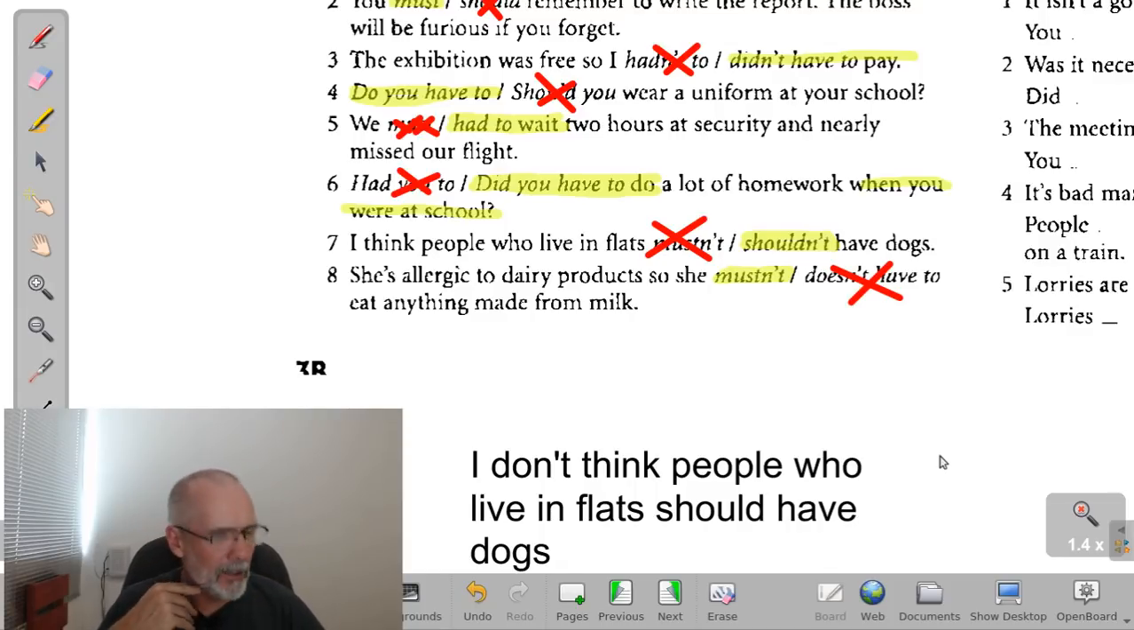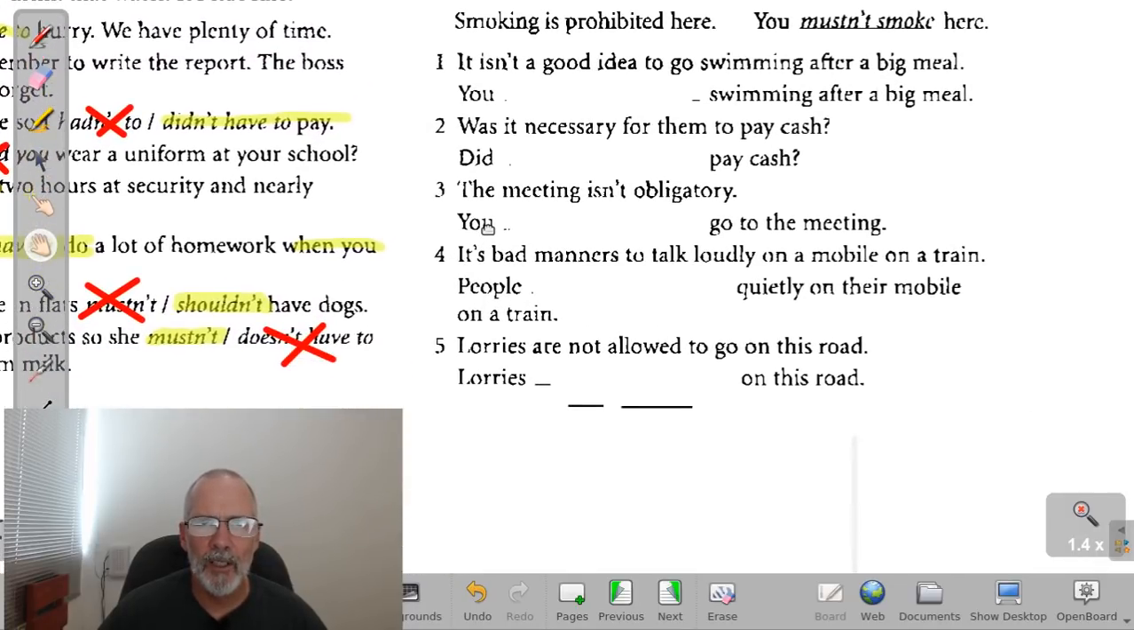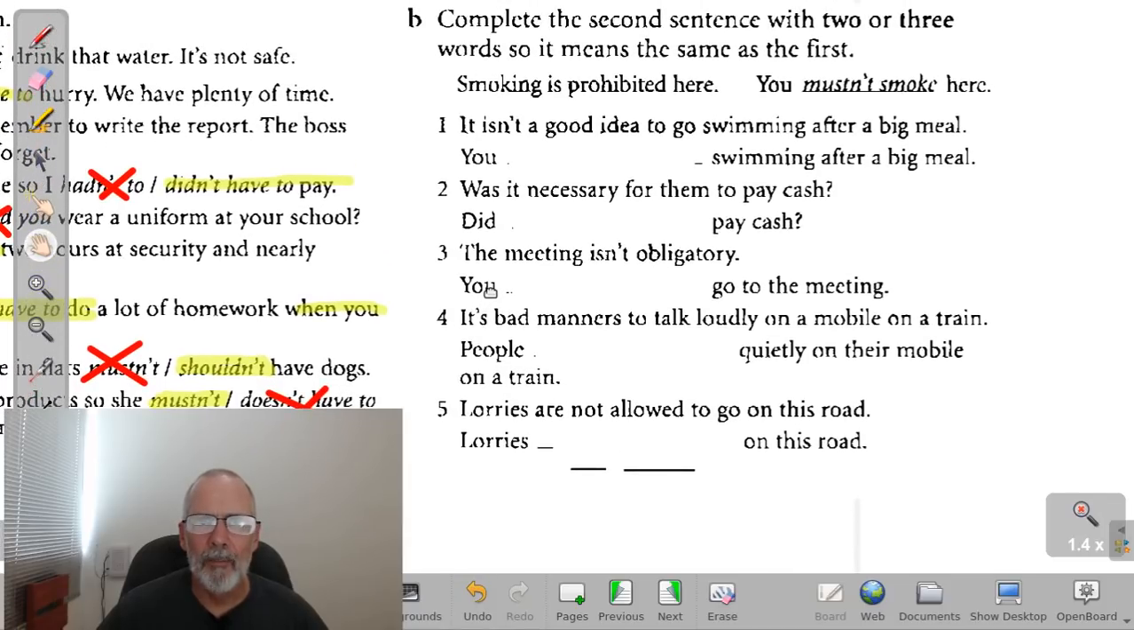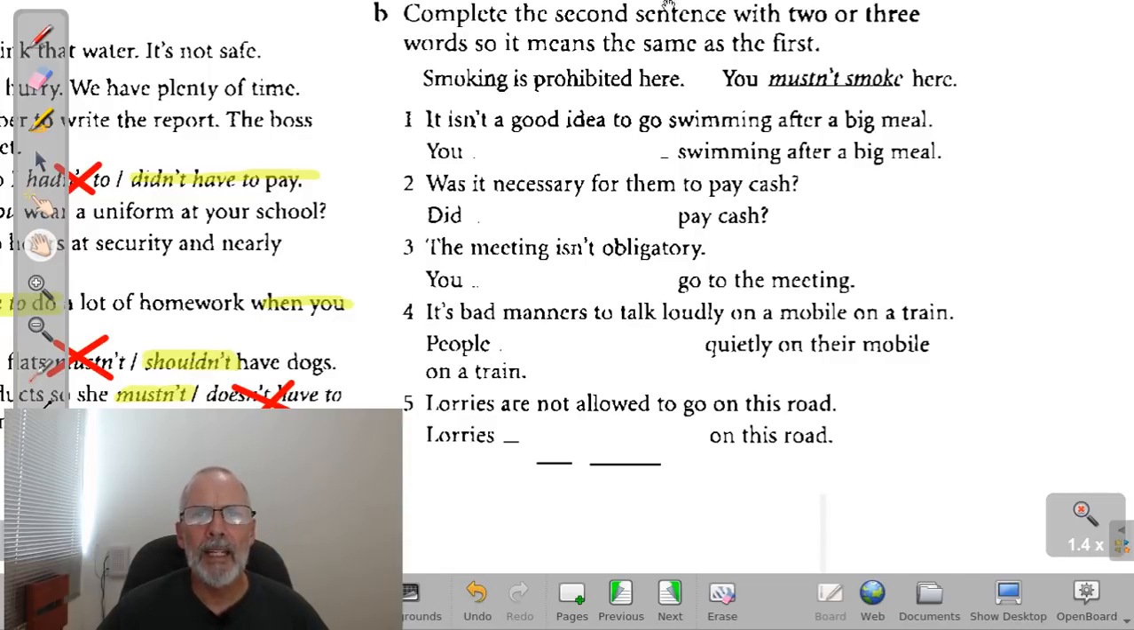Good, very good. So let's see, we've still got a bit of time left, so we can do some more questions. Let's just move this over here and look at the other questions that we have here. Complete the second sentence with 2 or 3 words so it means the same as the first. For example, smoking is prohibited here. We can say the same thing using the modal verb must. You mustn't smoke here.